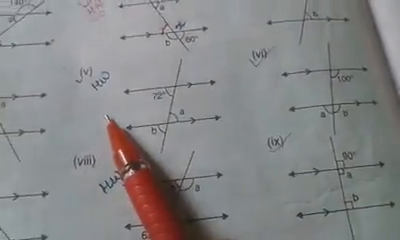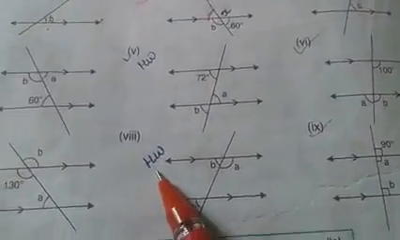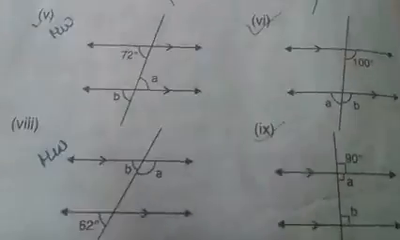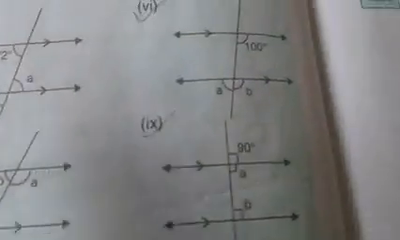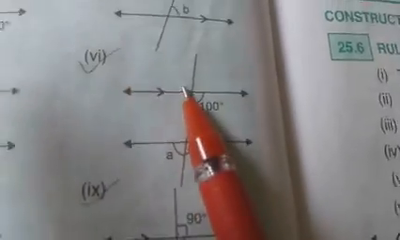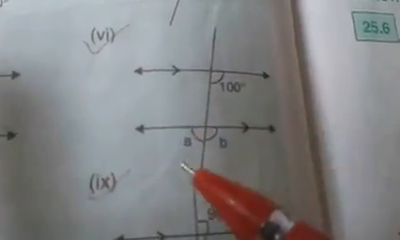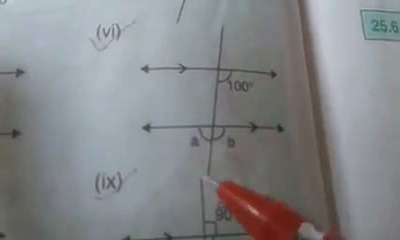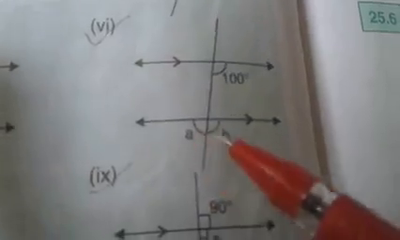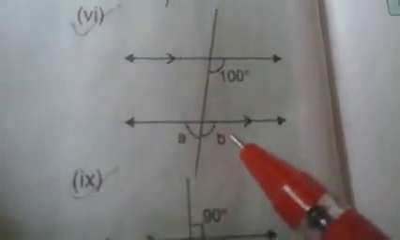Now next is 4th, 5th, 7th and 8th are homework to be done the way I have explained, giving reasons. Now this one, 6th one I am explaining. From the figure you can see I have two parallel lines. One is a transversal. I have to find out the values of A and B.